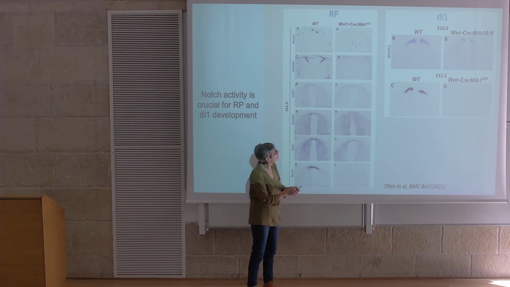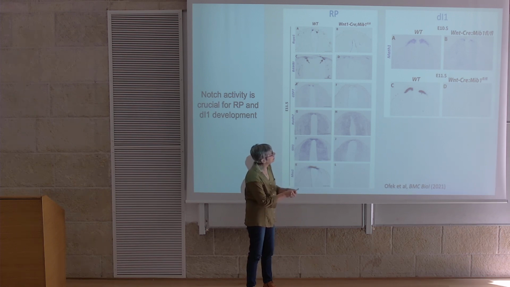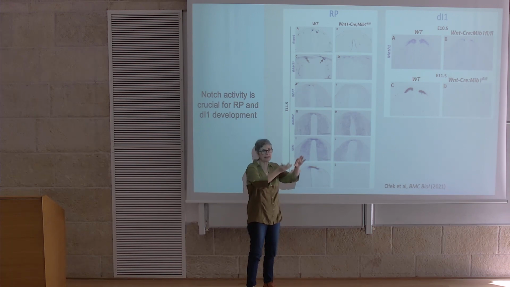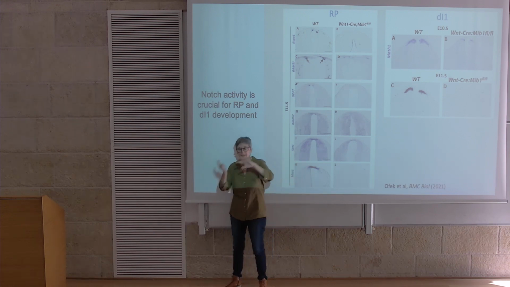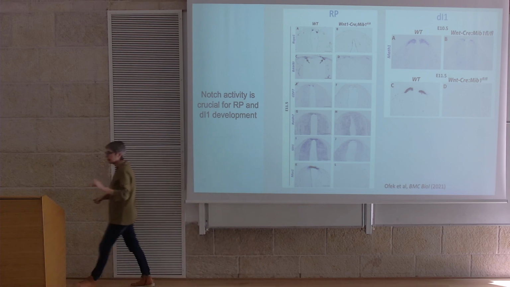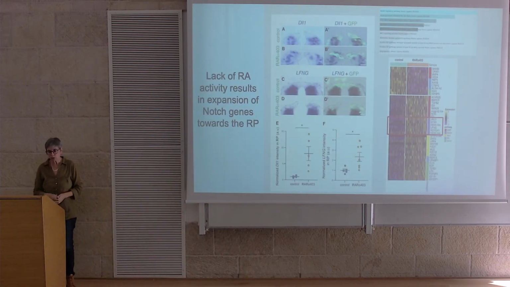And what do we also see? That we lose the expression of DI1 interneurons. Okay, this is Math1 or Atonal 1. So no roof plate and no DI1. What do we have in the mouse? We have DI2 and DI3 interneurons taking over the dorsal neural tube. Okay, so it's not that the cells die, they are taken over by more ventral cell types. So point number one, Notch is necessary for the roof plate.